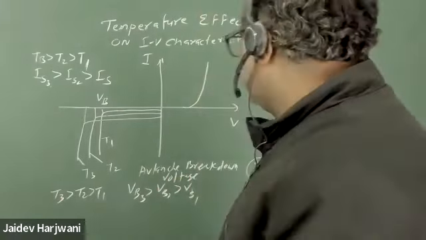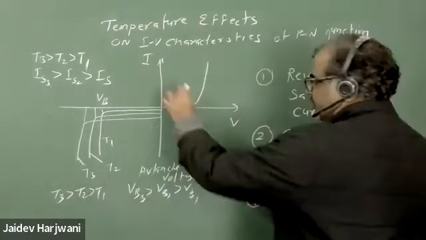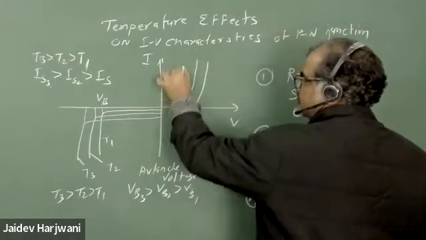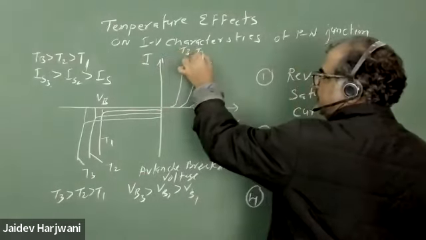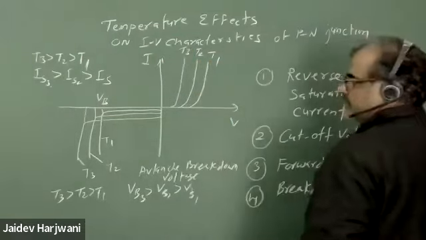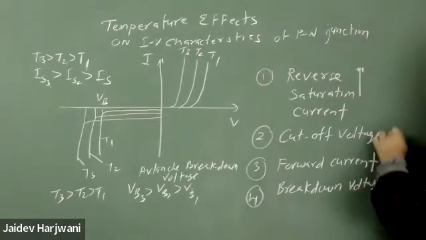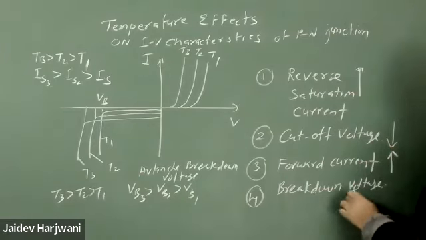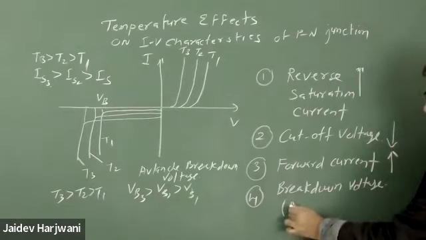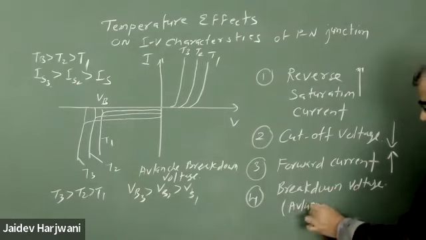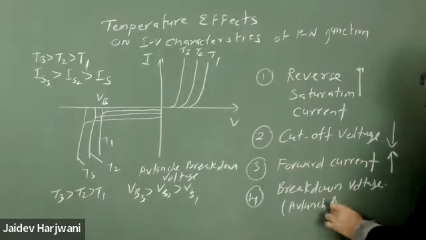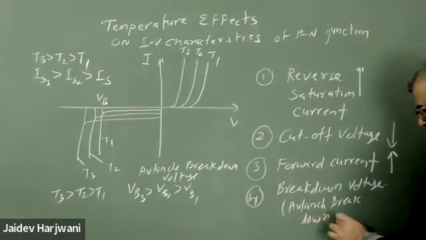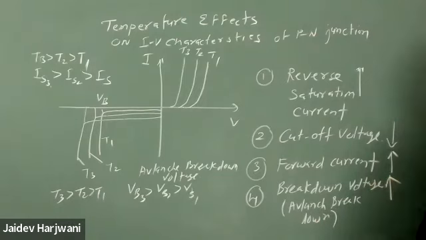Now what happens is your cutoff voltage decreases. This is on T3, this is on T2, this is on T1. So your cutoff voltage decreases and forward current increases. Breakdown voltage, if it is avalanche, then it increases. If it is Zener, then it decreases. This is avalanche breakdown voltage increasing.